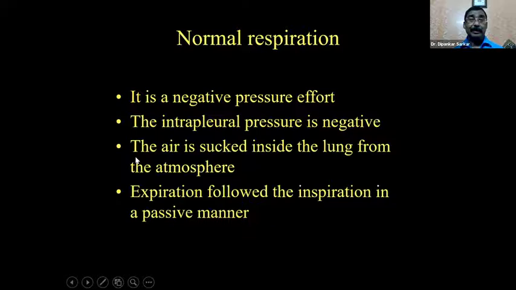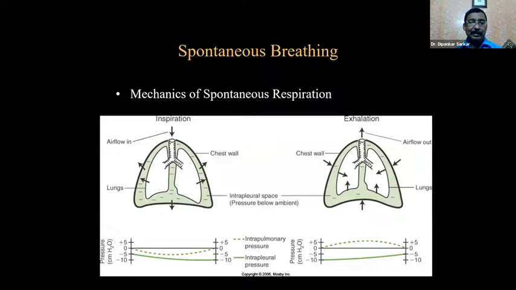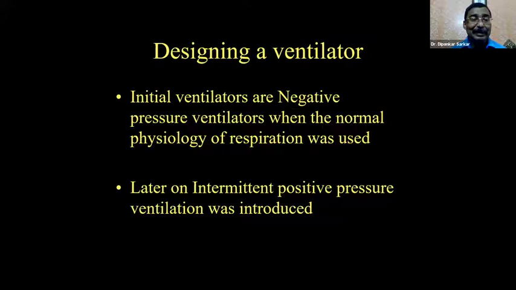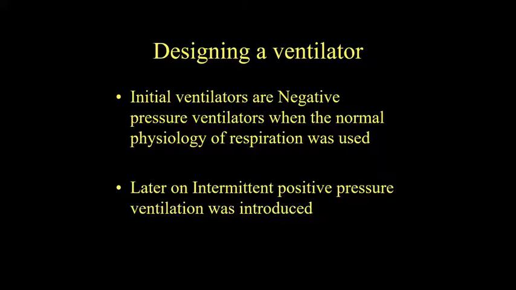So, normal pressure. What is a normal pressure? It's a negative pressure effort. That means the alveoli has negativity, the air in the mouth is zero, so the air goes in, it is sucked in. So this is normal respiration. I think normal respiration, you are all aware. So the initial ventilators were negative pressure ventilators. Why? Because normal physiology tells us to take respiration in a negative way. Right? Later, the intermittent positive pressure ventilator was introduced.